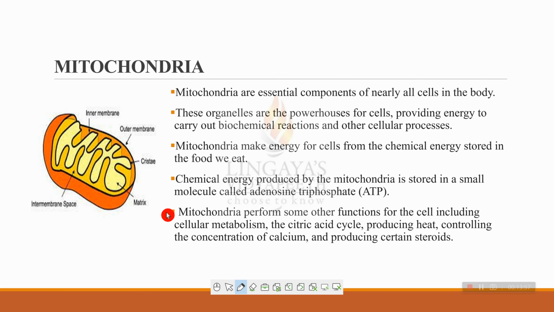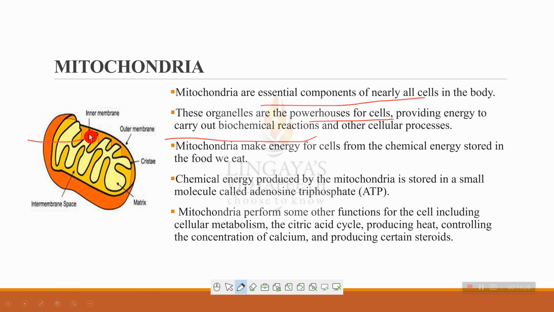Moving on. Now talking about mitochondria. We are all aware of what mitochondria is because we have studied it from a very lower level of our class, that mitochondria is the powerhouse of the cell. So it is an essential component of all cells in the body. It is the powerhouse of the cell because it provides energy to carry out biochemical reactions and other cellular processes in the cell.